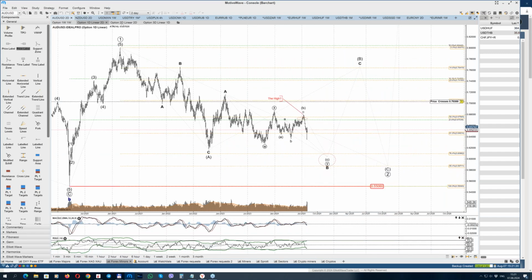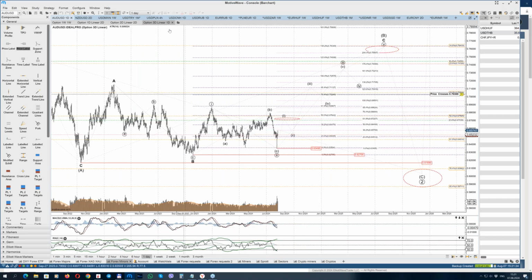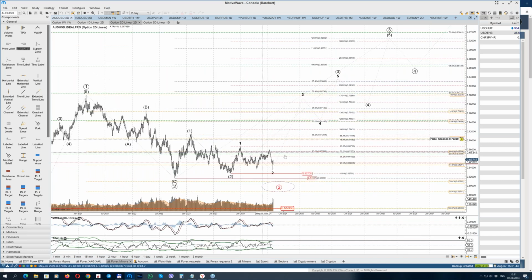And finally, Australian dollar. Previous version of the option 3 count has been invalidated. Now I'm looking forward to extension to the ideal target for the wave 1 of the cycle 3 of C up. In the case we hold above 0.63495, I maintain this count for primary. Option 2D, also bullish, is my second best alternative.